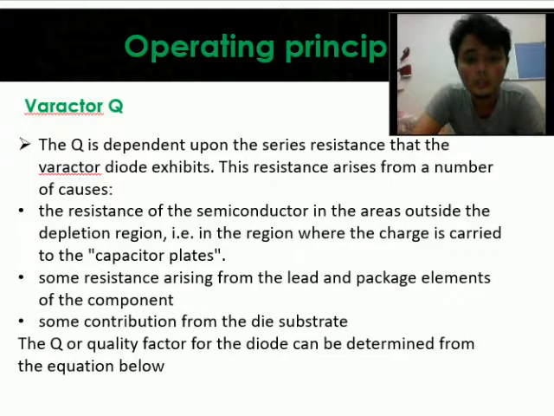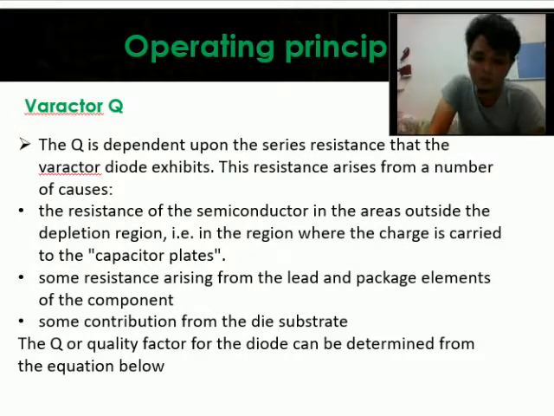The Q point is dependent upon the series resistance that the varactor diode exhibits. This resistance arises from a number of causes. First, the resistance of the semiconductors in the areas outside the depletion regions. Second, the regions where the charge is carried to the capacitor's plates. Third, some resistance arising from the leads and package elements of the component.